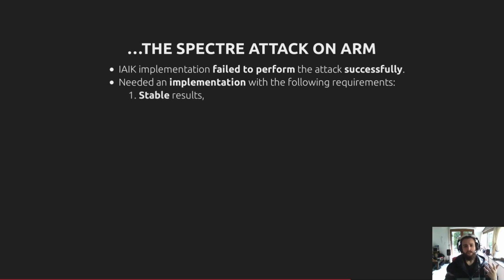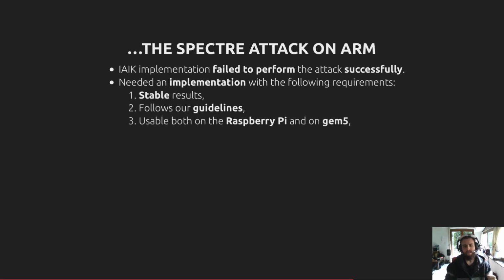The first one was to have stable results to be able to compare both systems reliably. We also wanted an implementation that follows our guidelines, and an implementation that is usable in the same way both on the Raspberry Pi and on gem5. Finally, our implementations should output some metrics to be able to perform some measurements.